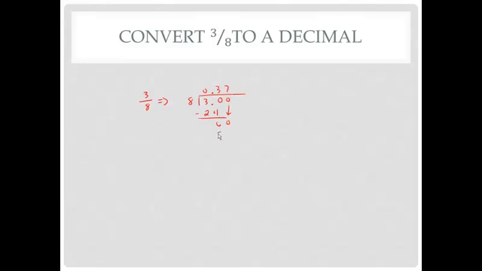7 times 8 is 56. Subtract. Still didn't come out evenly, so let's try adding another 0. 8 will go into 40 5 times. 5 times 8 is 40. Came out with a remainder of 0. That's what we wanted. So 3/8 is equal to 0.375. So the bottom number goes on the outside of the division bar, the top number goes on the inside, and you just keep adding zeros until you come out evenly, or until you find a repeating pattern or something.